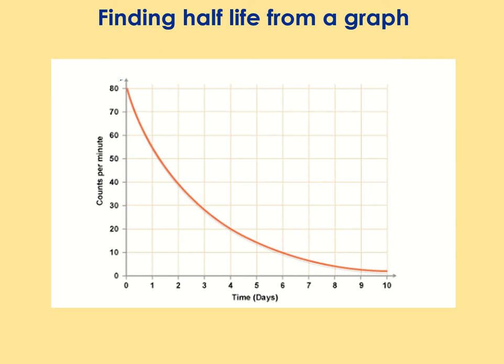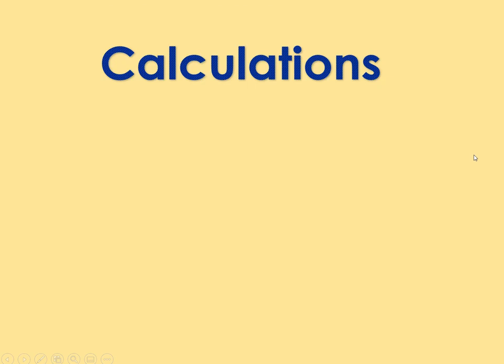So the starting value is 80. Half that to get 40. Draw across to the curve and then down. The half-life is 2 and the unit is days. Okay, so that is half-life graphs.